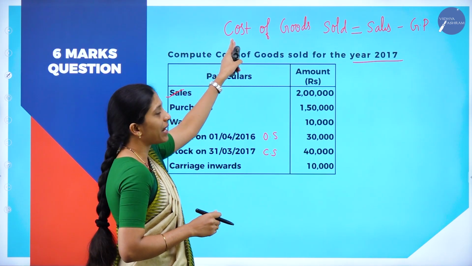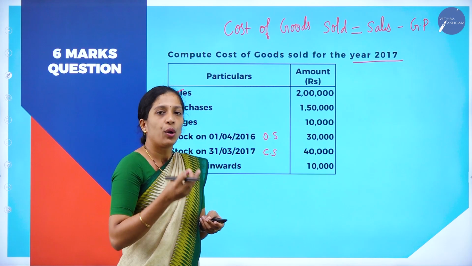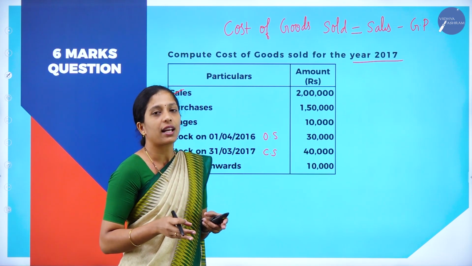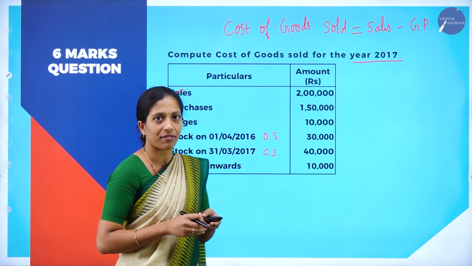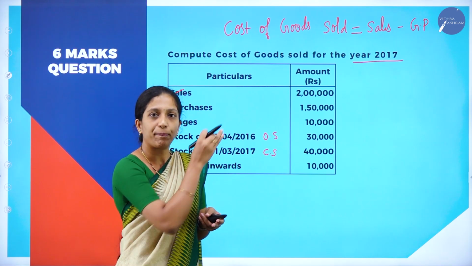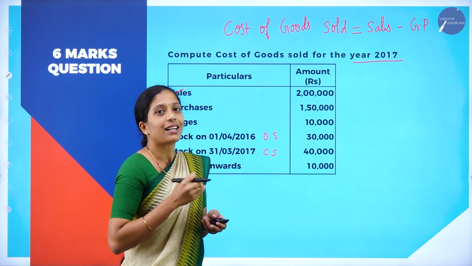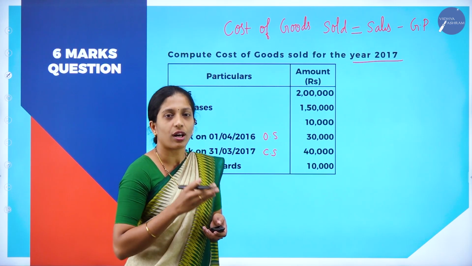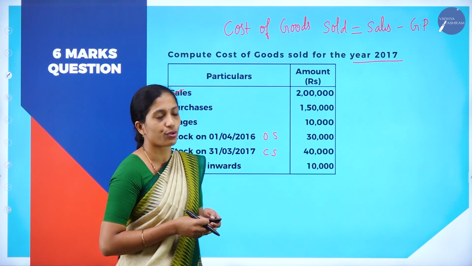This is the other way, but it is quite a lengthy method where first you have to prepare your trading account using the information they have given. Then you have to apply the formula. But there is a direct method where you can easily calculate cost of goods sold.